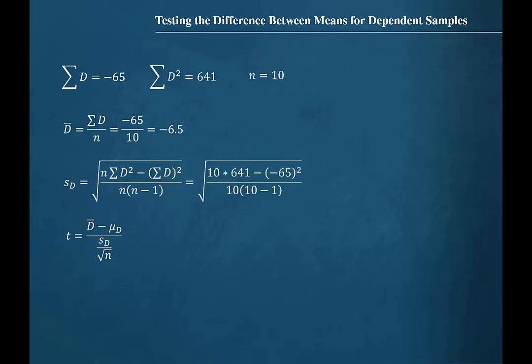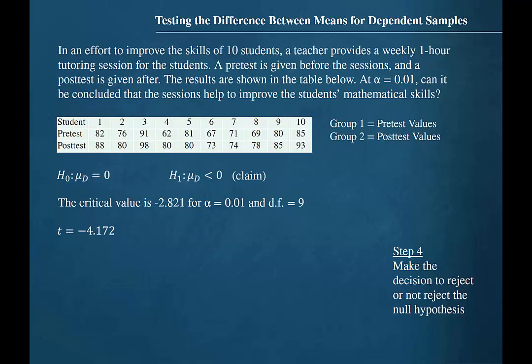In the calculation of the standard deviation, we will need to substitute the value for the sample size, the sum of the squared differences, and the square of the sum of the differences. This gives us a value of 4.927. Substituting these values into the t-test formula, we find a t-test value of -4.172.